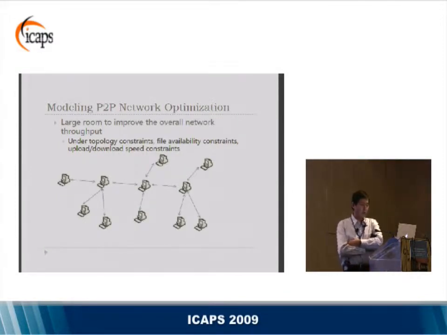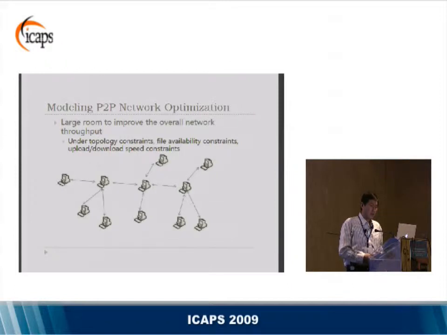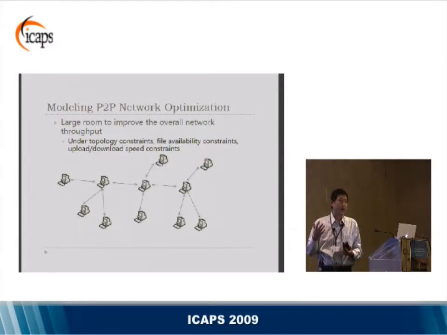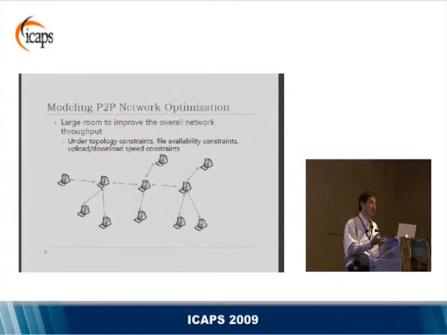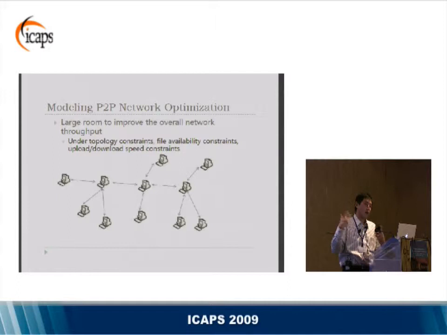So here we introduce a new temporally expressive domain based on P2P network optimization. I guess most of us have watched movies or videos online that are based on P2P networks. That's very fast, but the reason it's very fast is because they have a lot of concurrency. Each computer can upload and download files at the same time. For each file, we can have multiple copies spread out across those computers, and you can download files from multiple sources. But there are topology constraints, file availability constraints, and upload and download speed constraints.